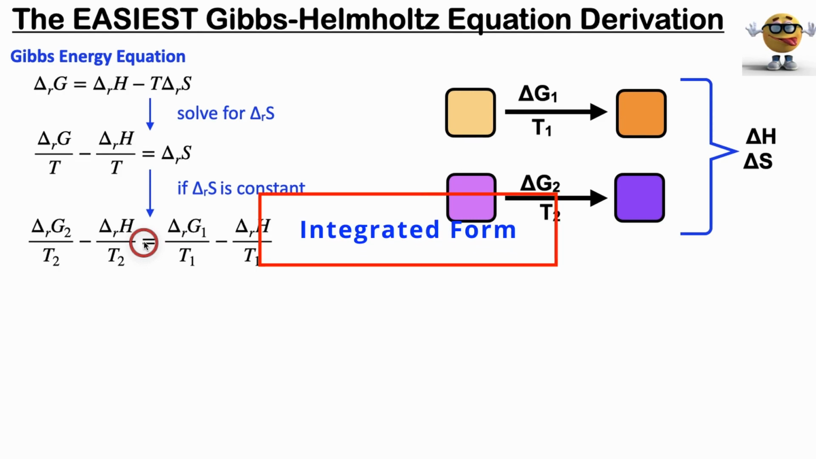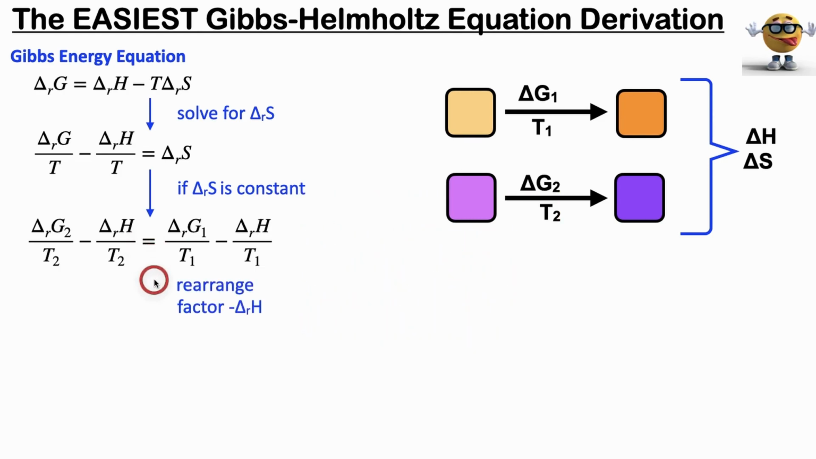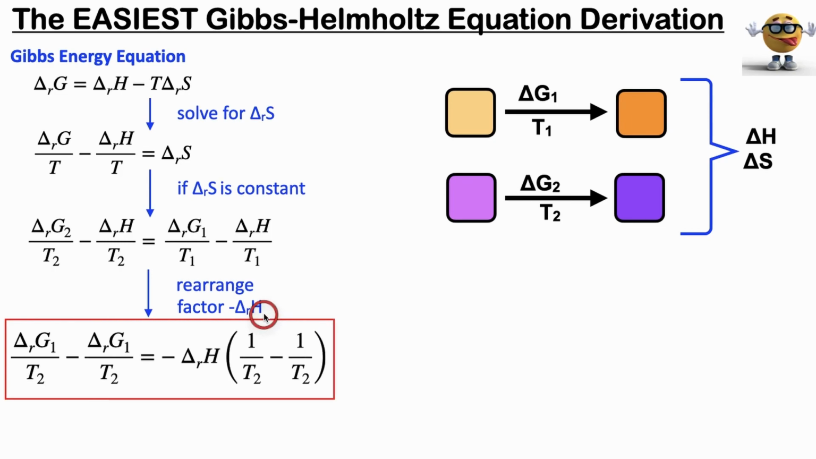This is it. We just need to rearrange it into a more familiar form. So we'll move all the terms with a G to the left, all the terms with an H to the right, factor out the negative change in enthalpy to give us the Gibbs-Helmholtz equation in its integrated form in all its glory. We could differentiate this to get the differential form if you wanted to, but that's pretty cool.